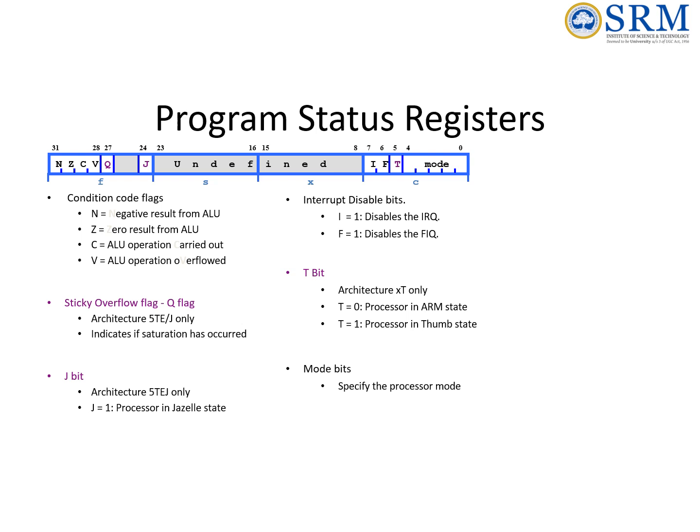So the program status register has condition flags: negative result from ALU, zero result from ALU, carry, ALU carried out operation, ALU overflow operation, and interrupt disable bits. I equal to 1 disables the interrupt, F equal to 1 disables the fast interrupts. Sticky overflow flag, architecture 5TE and J only, and the T bit is architecture T only. The mode bits specify the processor mode.